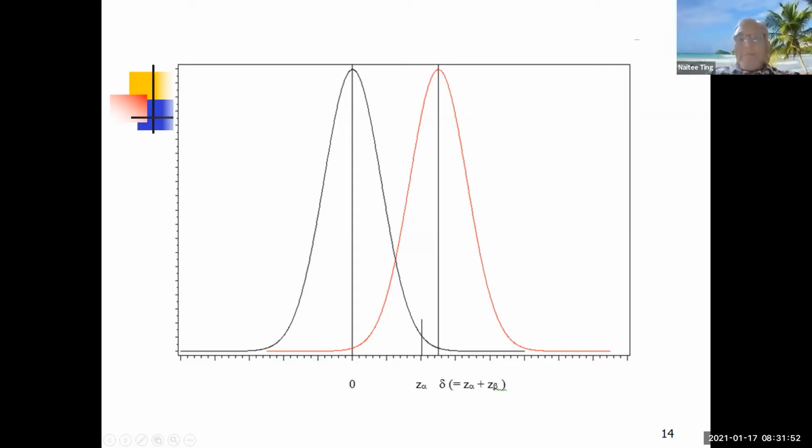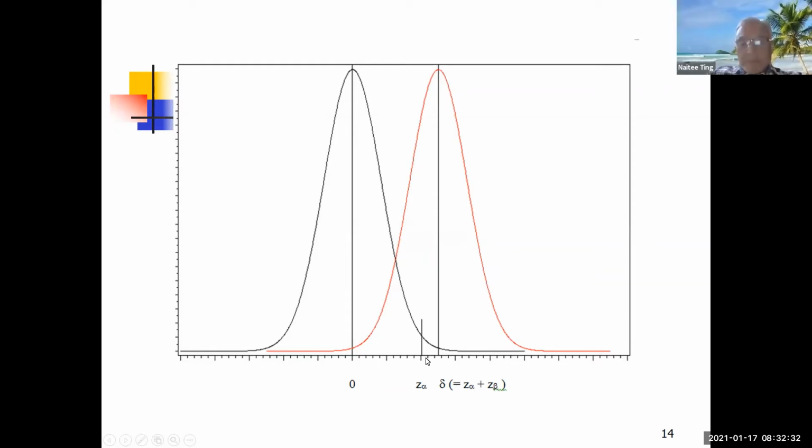Now, what about beta? Beta is a false negative. That means the drug really works, that is, under the alternative, but your decision is that the drug does not work. What would trigger you to make that decision is that you observe something to the left of this bar. So from this bar, you're looking at this alternative distribution. This side is beta. This part of the probability is beta.